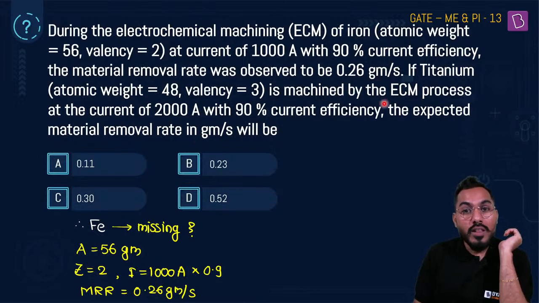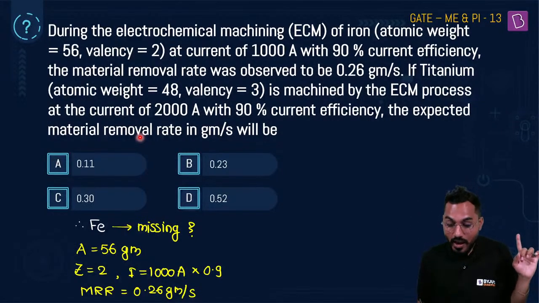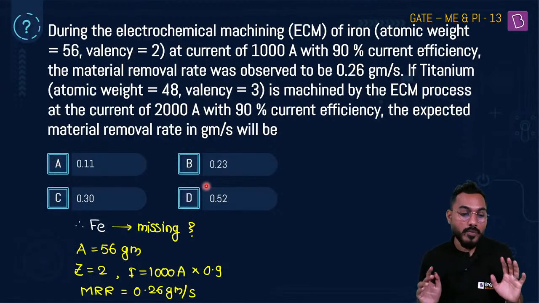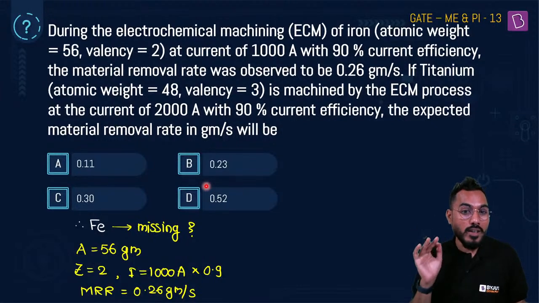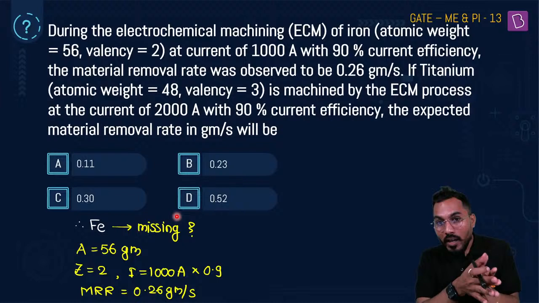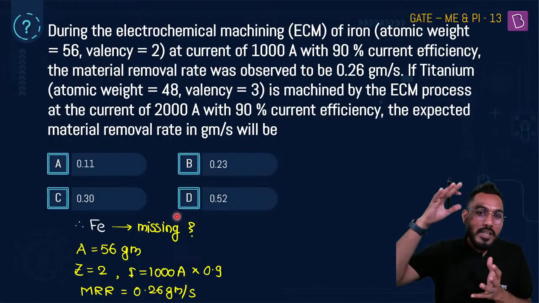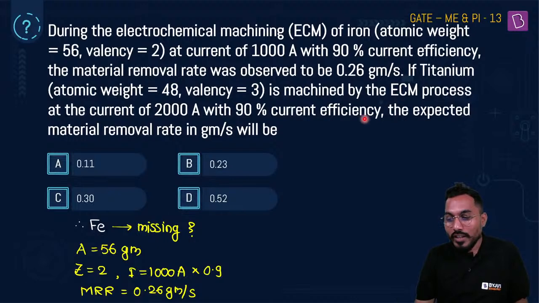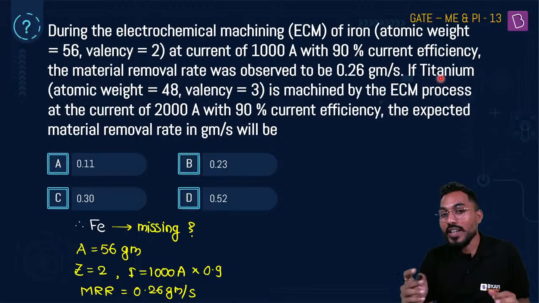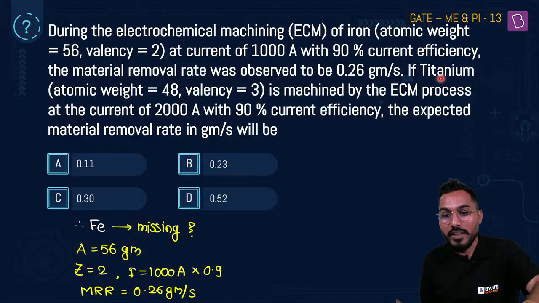Here also all the data is given, and I'm interested to calculate material removal rate. So to calculate material removal rate, what do we require? I require Faraday's constant. So whatever the data is given for iron material, from that data you calculate the Faraday's constant, and that same Faraday's constant you use during the calculation of material removal rate of titanium material. Do you understand that? Such kind of problem has to be dealt with like that.